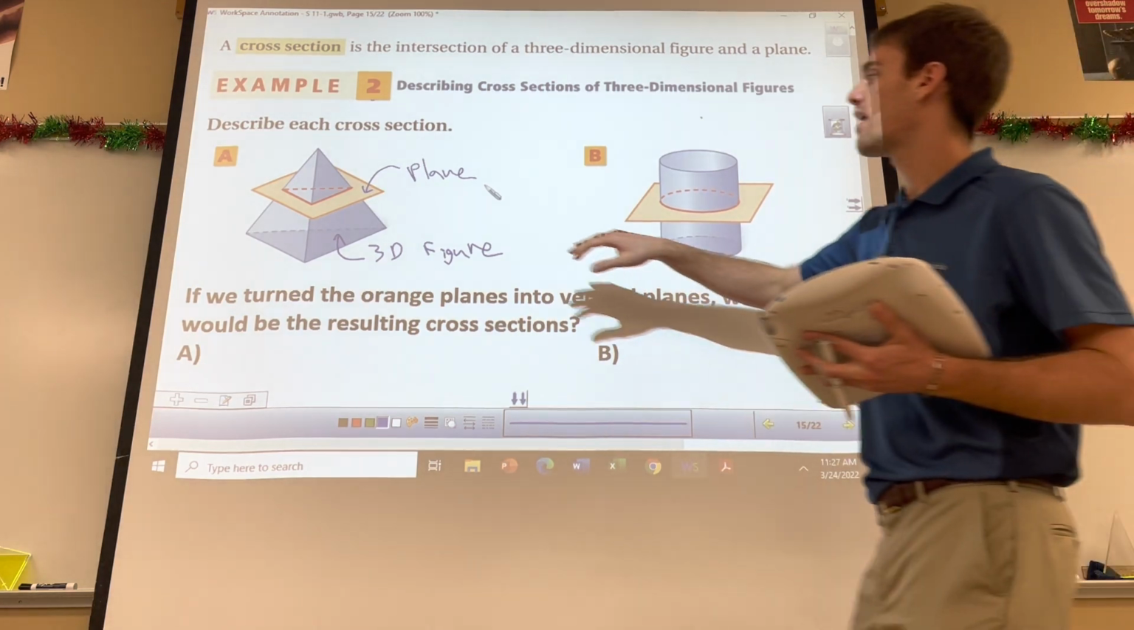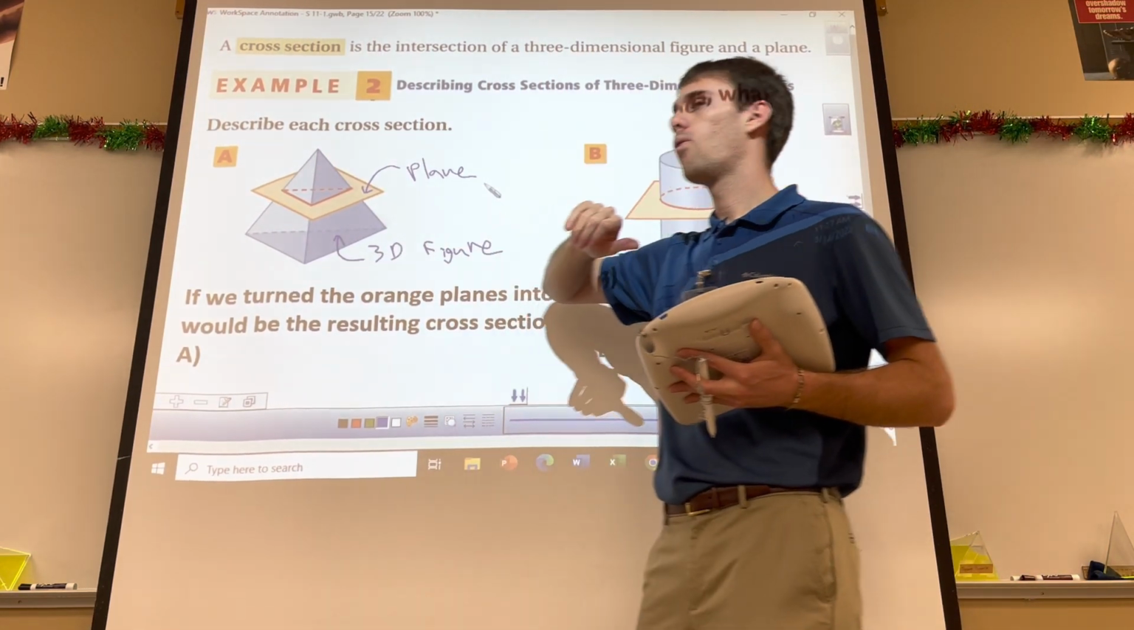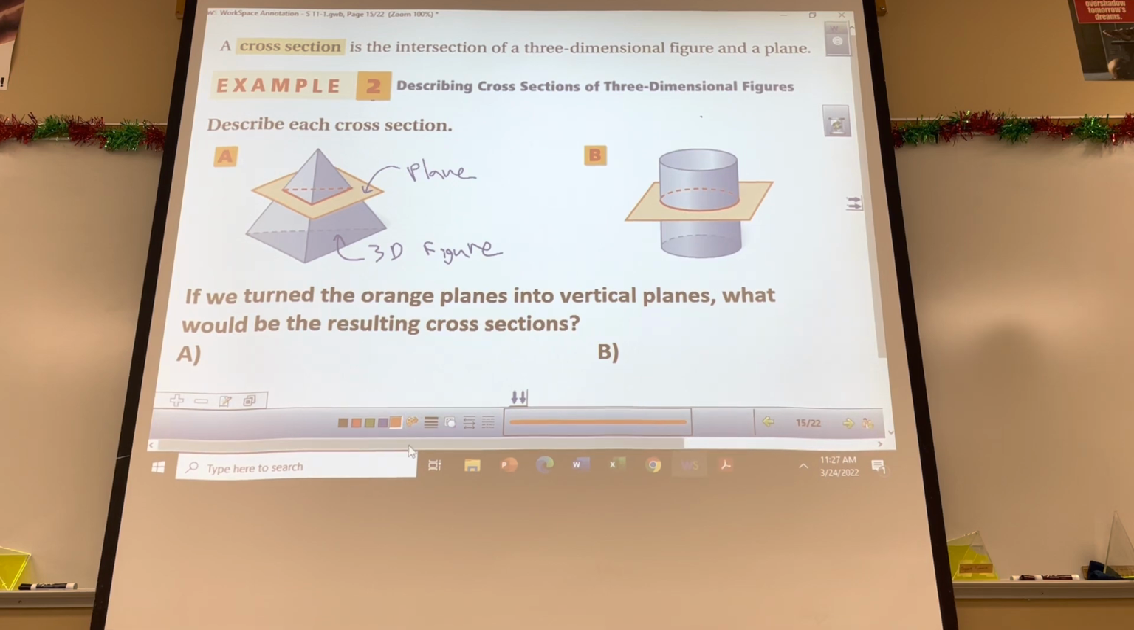All right, so Delia, this is the 3D figure. That's the plane going through it. What's the cross section that's formed? What shape is that? Like the whole thing? Or just the shape? Yeah, what's the shape that's formed by the cross section?